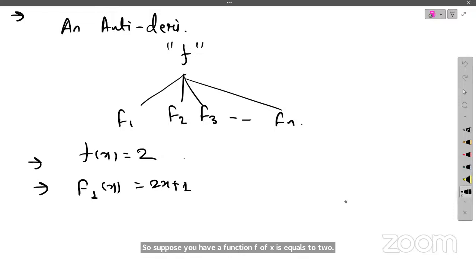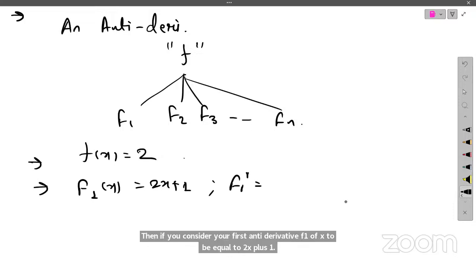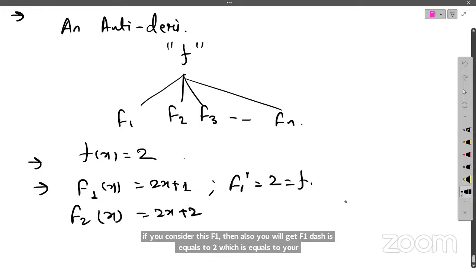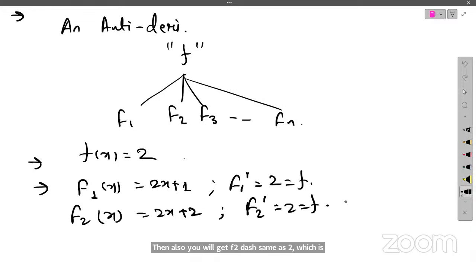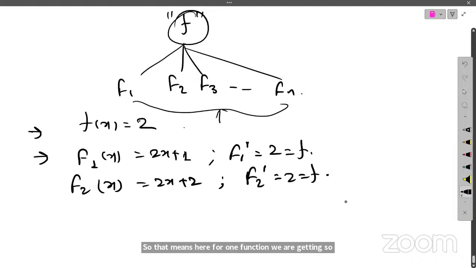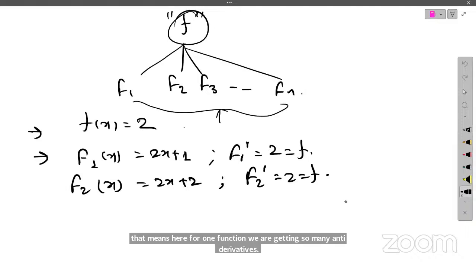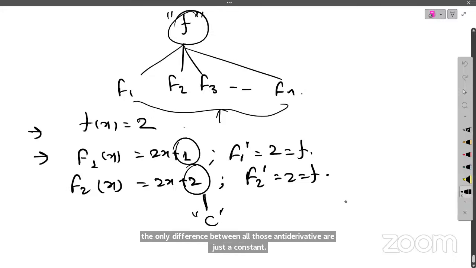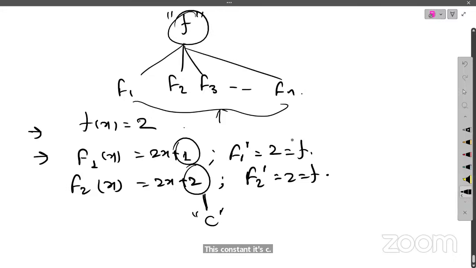So if you consider this f1, then also you will get f1 dash is equal to 2, which is equal to the given function. But here if you consider f2 of x is equal to 2x plus 2, then also you will get f2 dash is the same as 2. So that means for one function, we are getting many antiderivatives. But the only difference between all those antiderivatives is just a constant, which is c. So that's why we say an antiderivative, not the antiderivative.